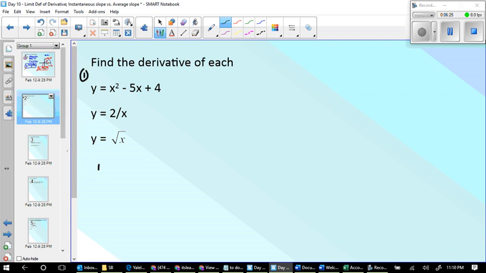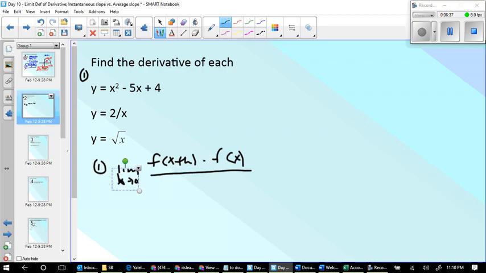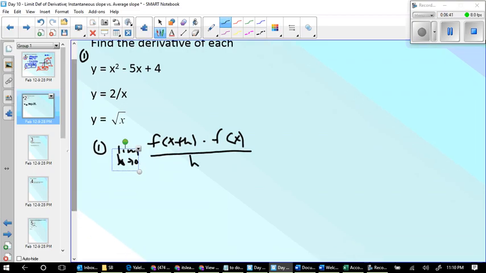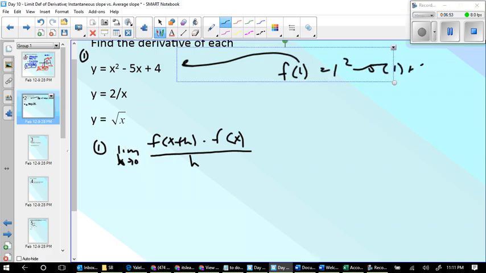Okay, so for this first one, I'm going to start with using my formal definition, the limit as h is approaching 0 of f of x plus h minus f of x all over h. And so this is my f of x. If I have f of x plus h, okay, just as a quick reminder, if I gave you f of 1, what would I do to find f of 1? We would take 1 and we would plug it into the equation. Now I would get 1 squared minus 5 times 1 plus 4. Okay, so whatever's on the inside here gets plugged in for x.